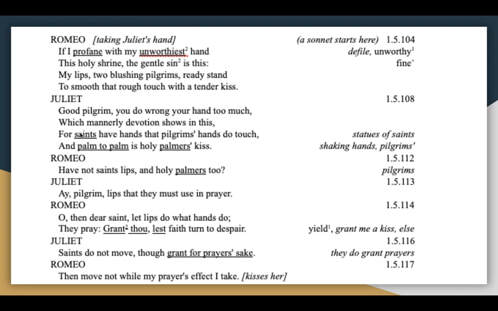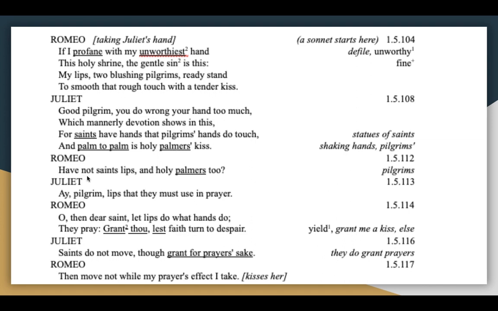So saints, she means the statues of saints, because with Catholicism they'll have statues of saints, and the pilgrims, the religious travellers, will go and touch these statues' hands. And palm to palm is holy palmer's kiss. So they're holding hands, that's basically the hands kissing.